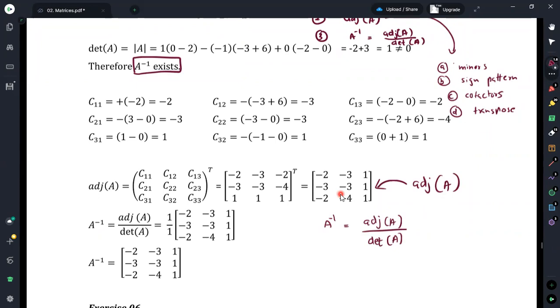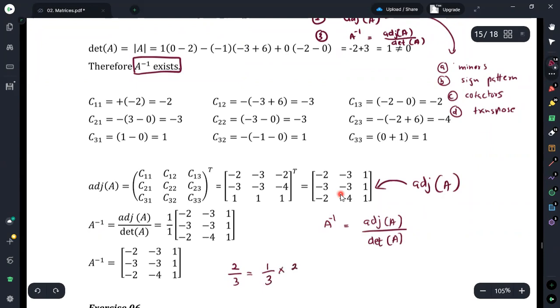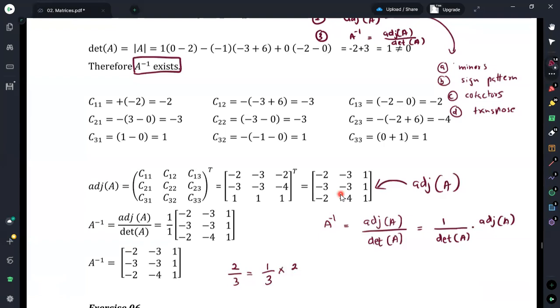If you consider a fraction, suppose you take the example 2 over 3. You can separate the numerator and denominator this way: 1 over 3, which denotes the denominator, multiplied by 2, the value in the numerator. Using this concept, we can take it as 1 over the determinant of A, multiplied with the adjoint of the matrix A.